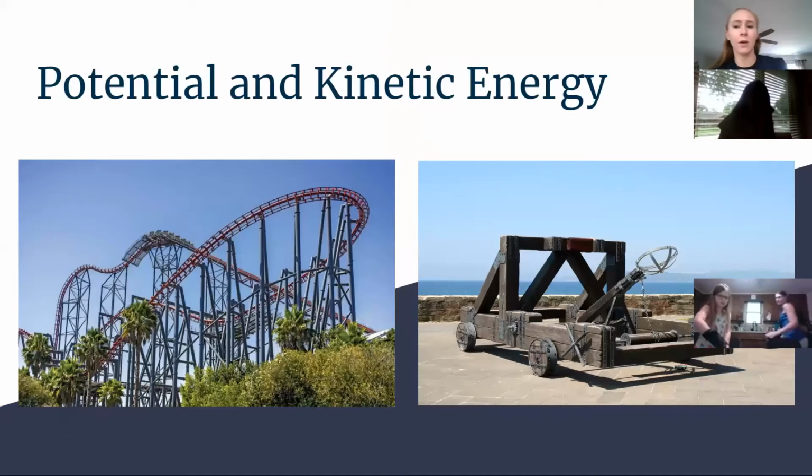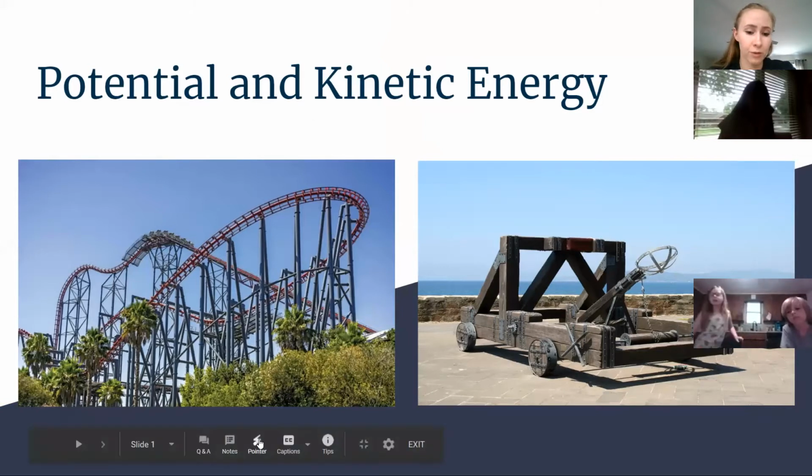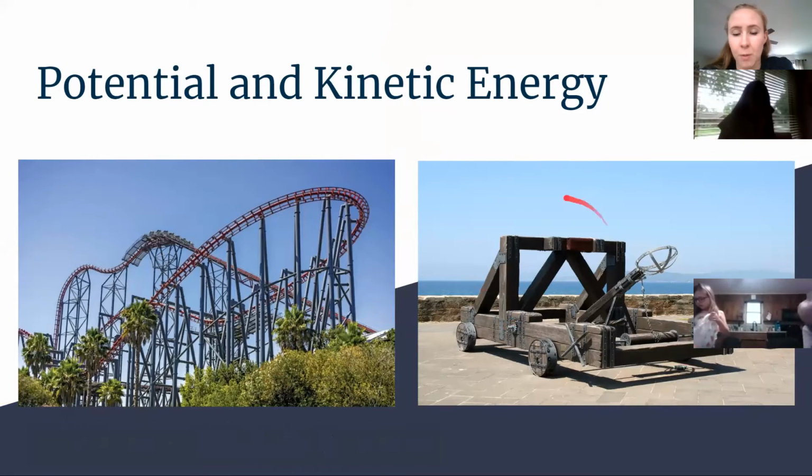So we are going to talk about potential and kinetic energy. They are two types of energy that an object might have that play an important role in a catapult. I also have pictured here for you a roller coaster, which a lot of teachers and scientists talk about when they talk about potential and kinetic energy. And then we have, of course, a catapult here, which we will be building today.